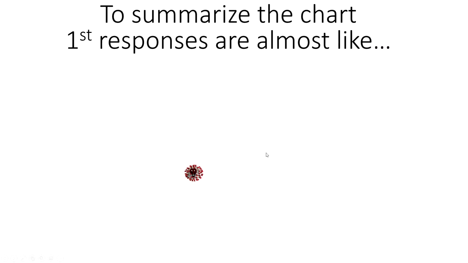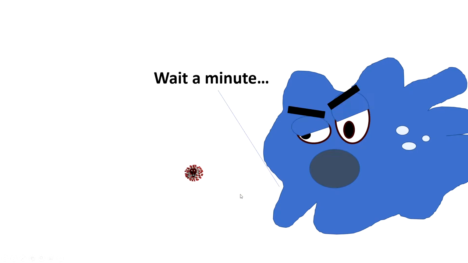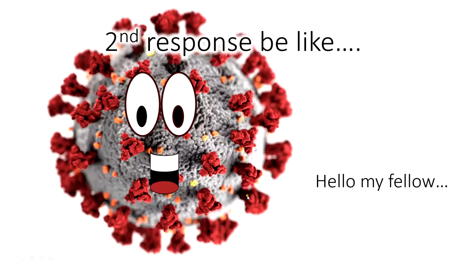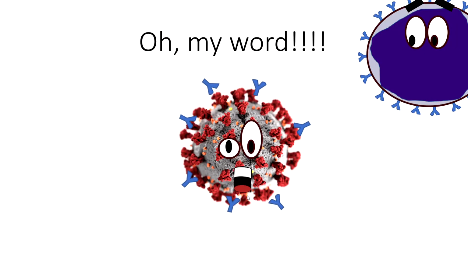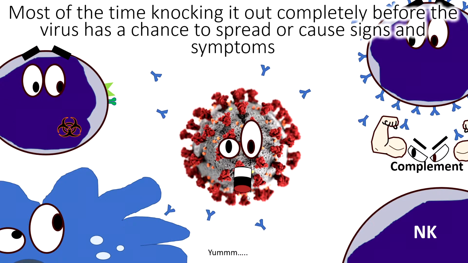So if I were to summarize the chart, it's like this. The first response is almost like, hello, fellow cell. Hey, wait a minute. Oh, too late. The second response in that chart would be like, hello, my fellow. Oh, my word. And dying. Most of the time, knocking it out. What happens is the virus goes away, or whatever it is just gets destroyed before it even has a chance to cause signs and symptoms, or even spread sometimes.